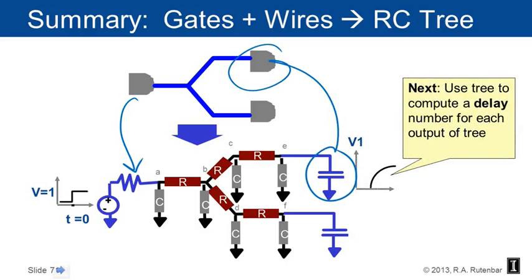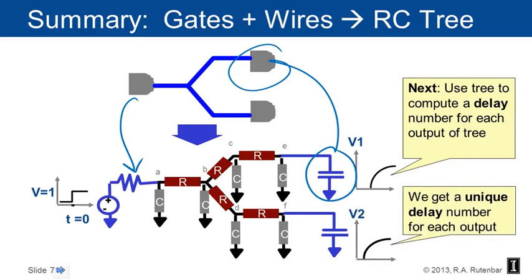And what I'm actually going to be able to do is a very simple computation on the tree to calculate a delay number for each output of the tree. One of the things that's really great is I'm going to get a unique number for every output. So I'm going to really physically model the shape of the wire, and I'm going to get maybe a long delay to some outputs and a short delay to other outputs, depending on what is correct and physical for the shape of the wire.